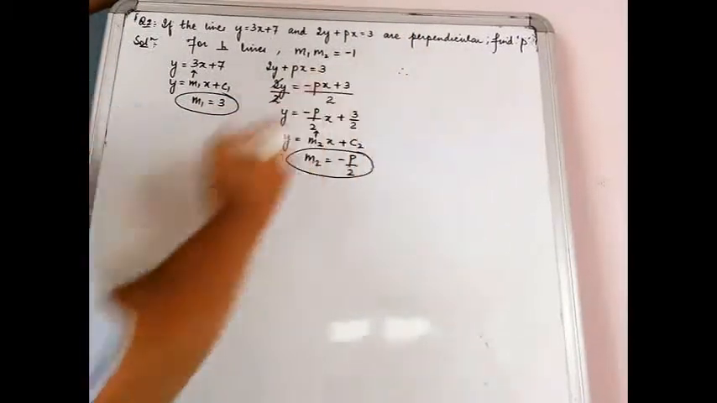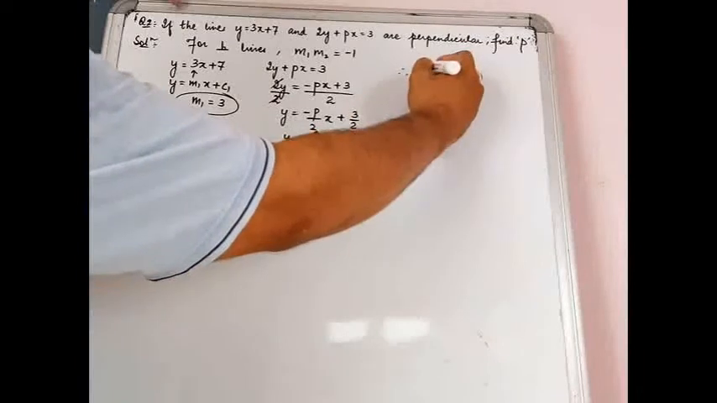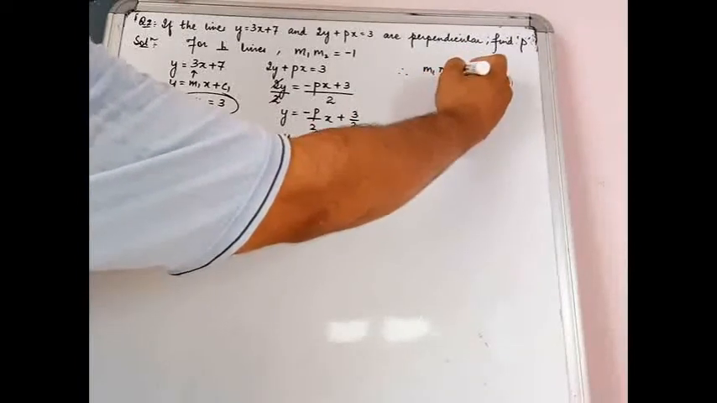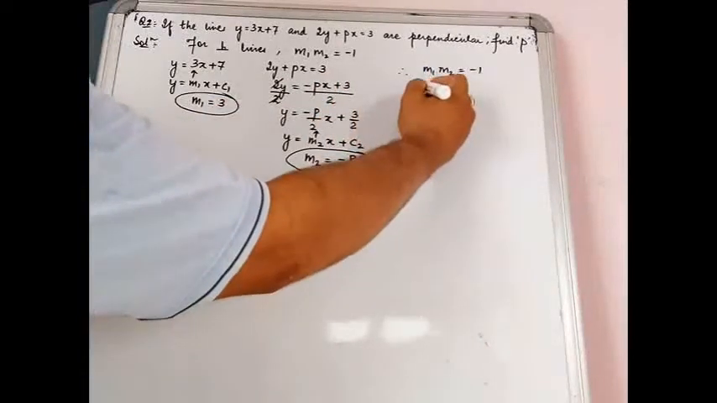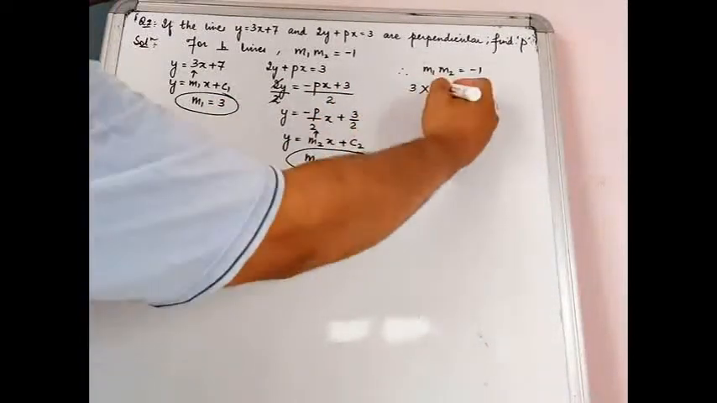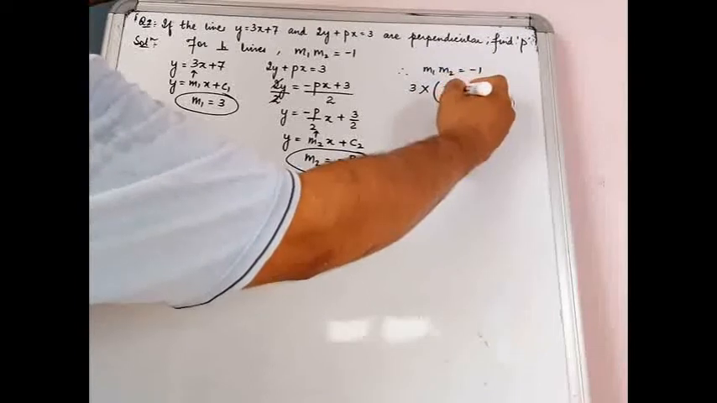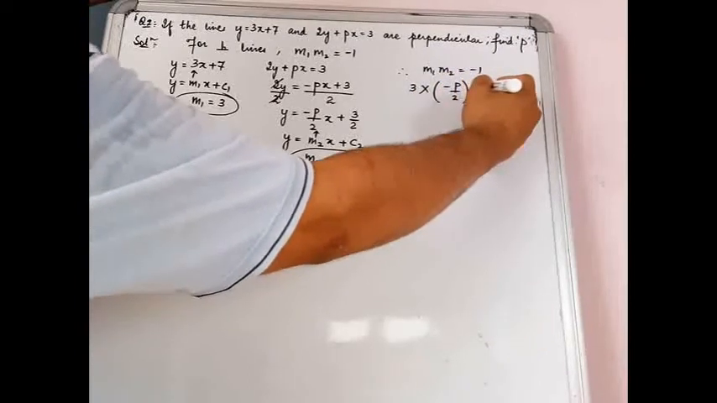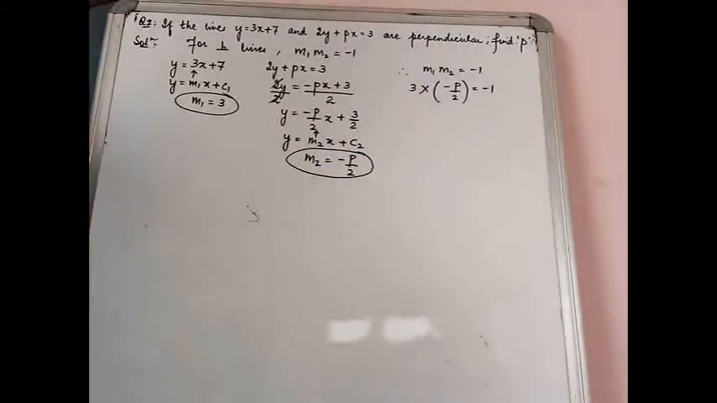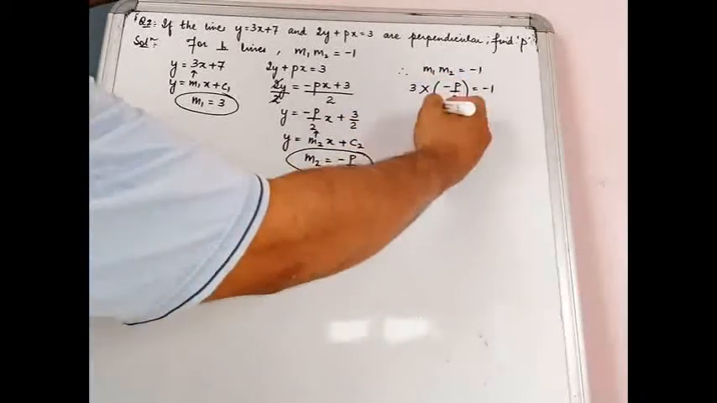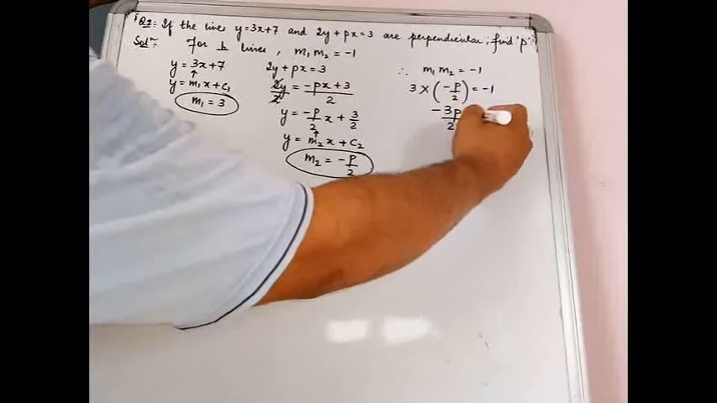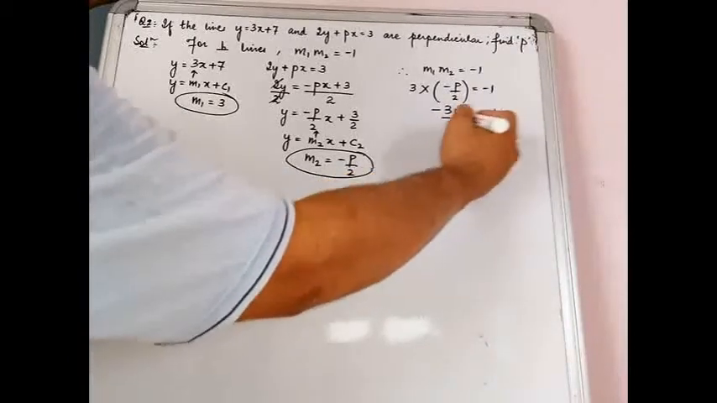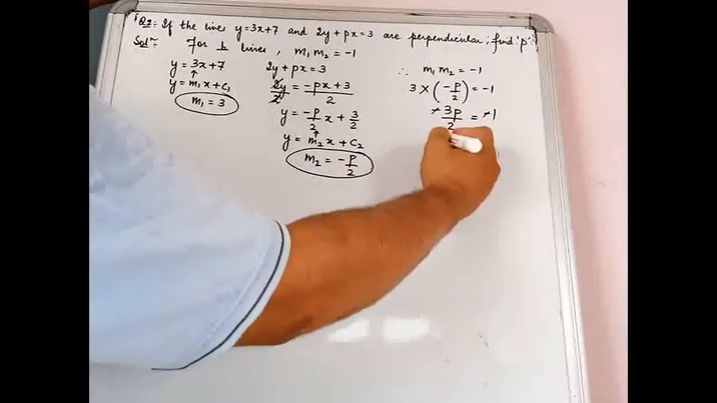So therefore we will see m1 into m2 is equal to -1. So we have m1 value as 3 and m2 value as minus p by 2. So this is equal to -1. Okay, so you multiply this, you will have minus 3p by 2 is equal to -1. Minus and minus gets cancelled.